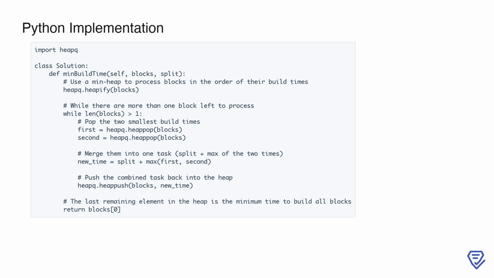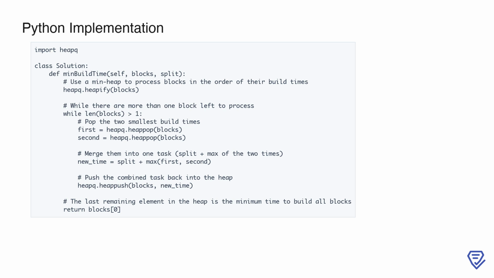This solution minimizes the time required to build all blocks using a greedy approach with a min heap. First, the heapq.heapify function is used to convert the input blocks array into a min heap, which allows efficient extraction of the smallest elements. The main idea is to repeatedly combine the two smallest build times, since minimizing the time spent in earlier splits leads to a lower overall construction time.